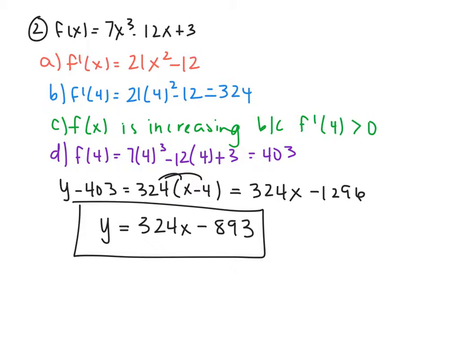Part D, they want us to write the equation of the tangent line. So we need to find the y coordinate first, which is if you plug in 4 into the original function, so you get a y coordinate of 403. Our slope we already found in part B, f prime of 4, which is 324. So if you plug that into point slope form, you get y minus 403 is equal to your slope, 324 times x minus 4. It didn't say what type of form to write your equation in, so you could have just left it in this form. I simplified it down into slope-intercept form, so I distributed the 324 and then added 403 to both sides, and you get y equals 324x minus 893.